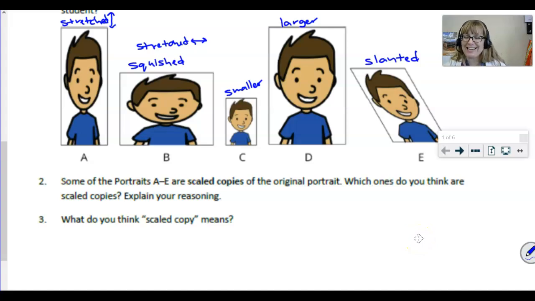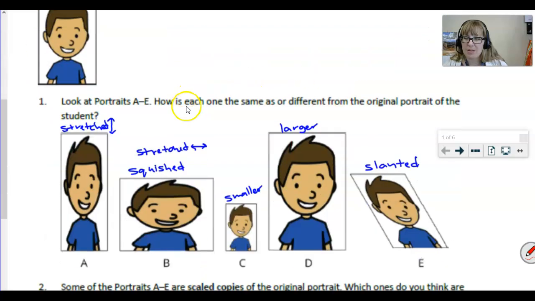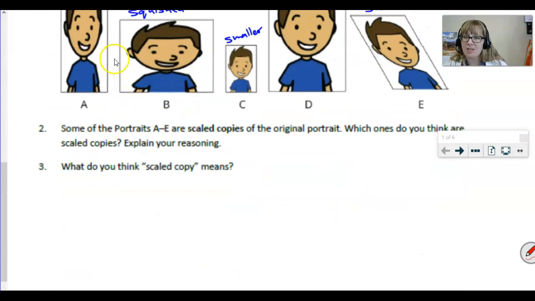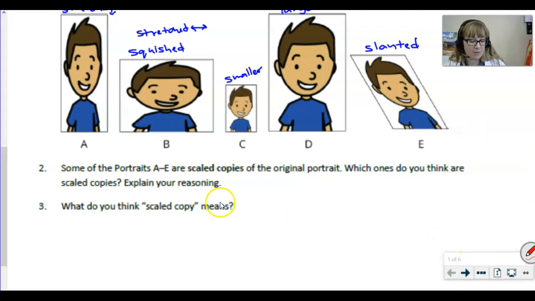What do you think, which ones do you think are scaled copies? So again, we opened the lesson with that question. What are scaled copies? And I'm telling you, some of these portraits, A, B, C, D, and E, some of the portraits are scaled copies. That's a new vocabulary term that we're going to be talking about. So I'm highlighting it. Some are scaled copies of the original portrait. Which ones do you think are scaled copies? And make sure you're able to explain your reasoning. So again, pause the video, answer that question. Which ones do you think are scaled copies?